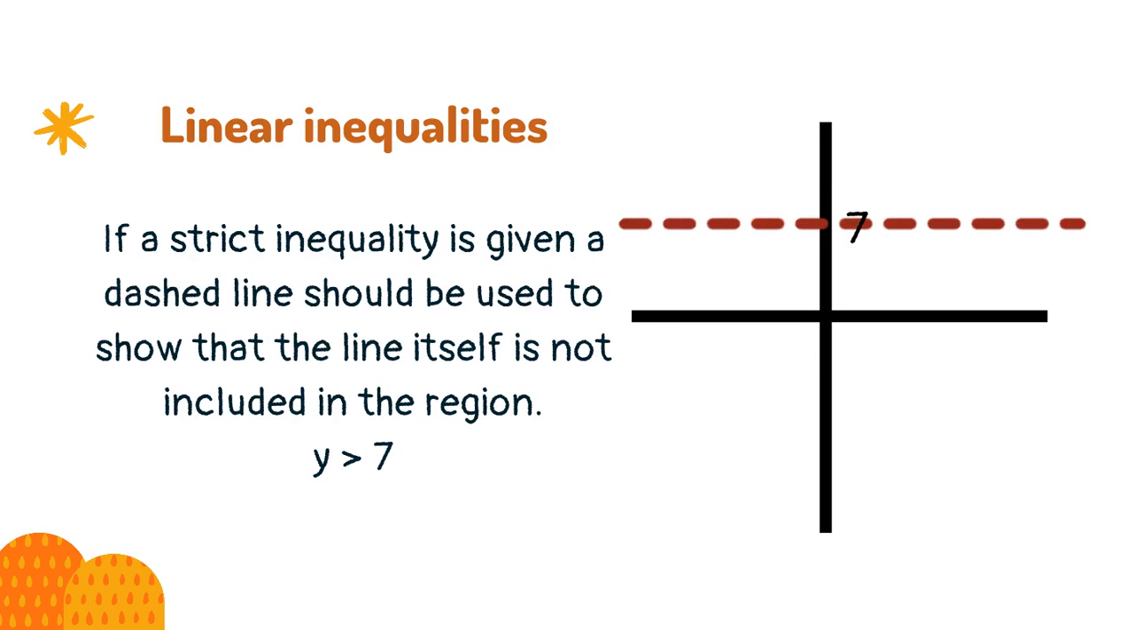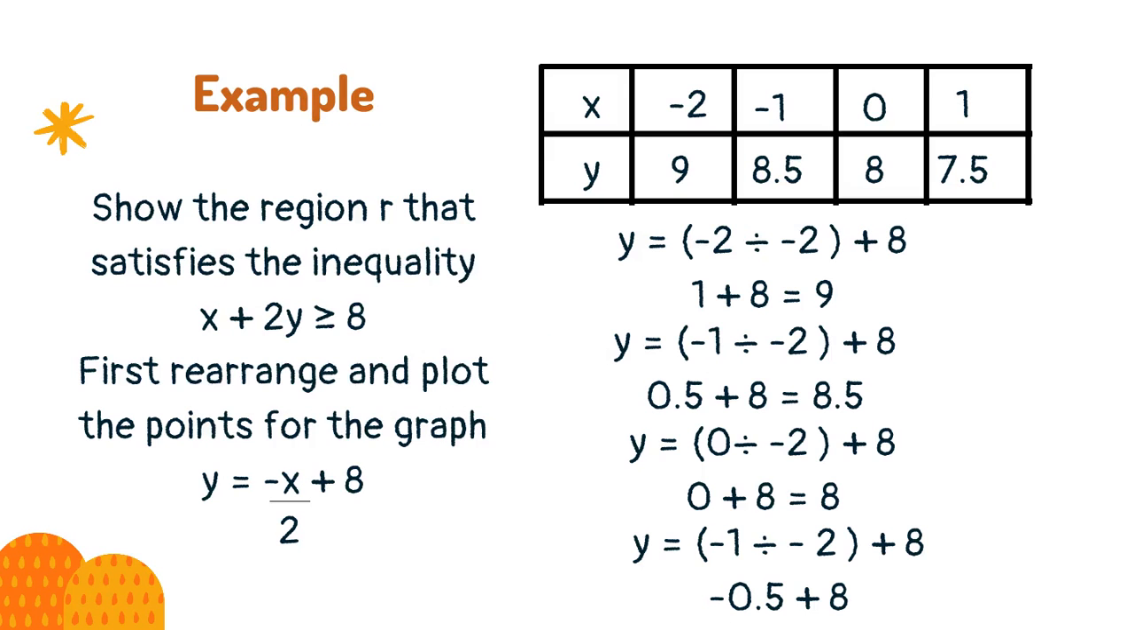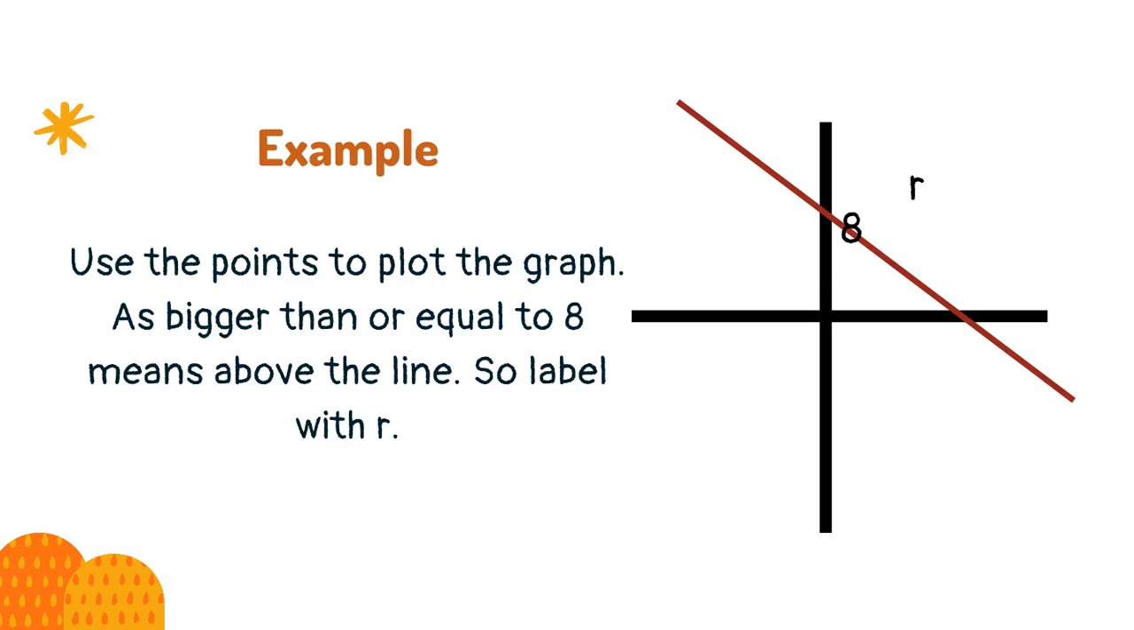If a strict inequality is given, a dashed line should be used to show that the line itself is not included in the region. If you are asked to find the region that satisfies the equation, the first step is to find the coordinates so that you can plot the line on the graph. Then use the graph and label the correct region. As it is bigger than or equal to, this must be above the line.